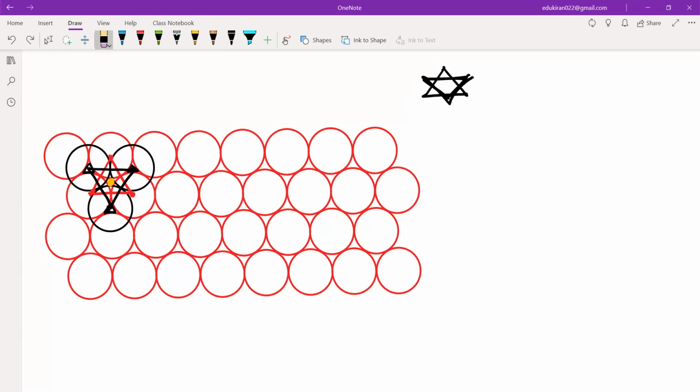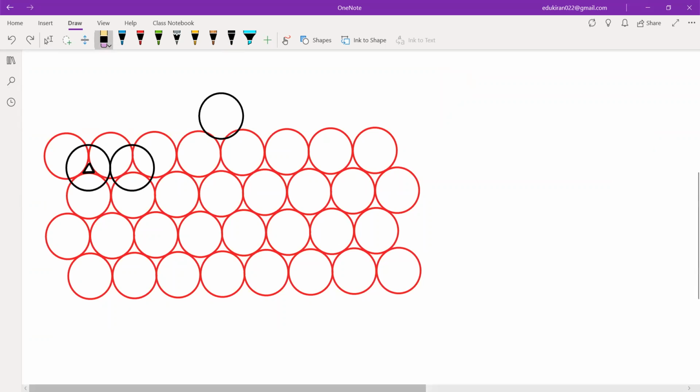Now what I will do, I will just go back a bit and let me just erase these black parts also. Okay, this is going to be a bit tricky.